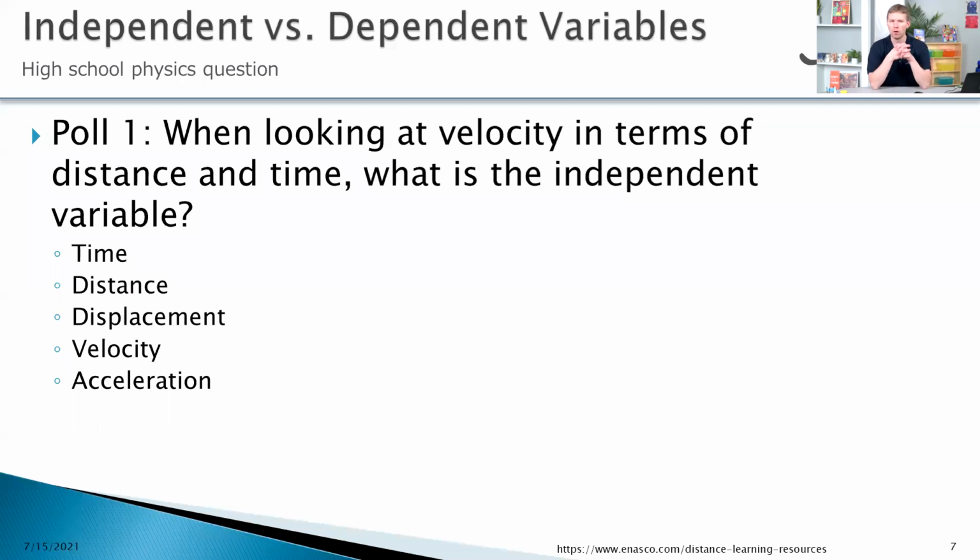So I'm going to run another poll, and the first question is, when looking at velocity in terms of distance and time, what is the independent variable? That is the first question on there, and I want you to answer it. Do you think it's time? Do you think it's distance, displacement, velocity, acceleration? And then the second question is, where is the independent variable most commonly displayed on a graph? Is it along the x-axis? Is it the y-axis? Maybe sometimes using the x and y axis. So just get an idea of what you think out there.